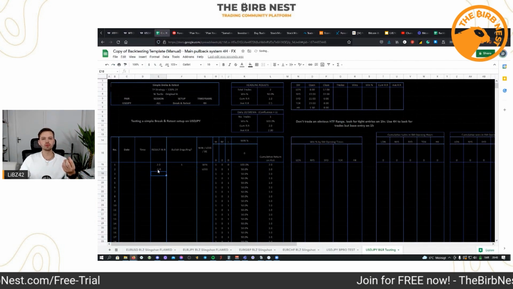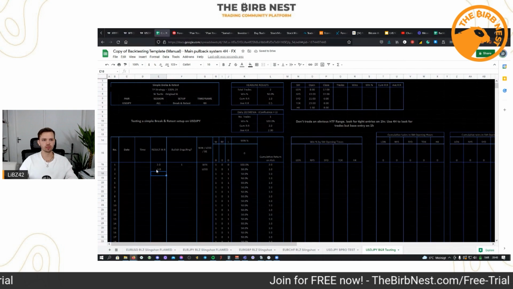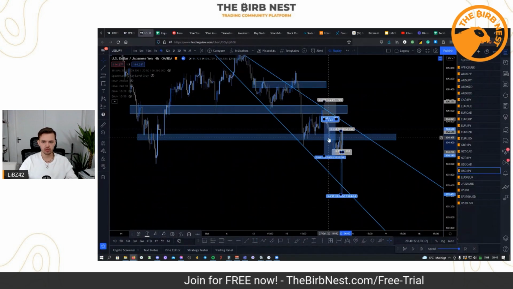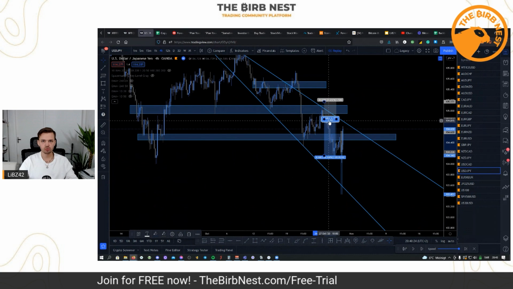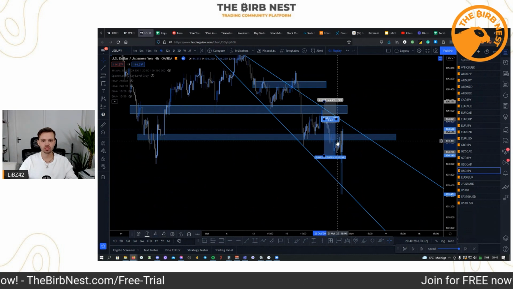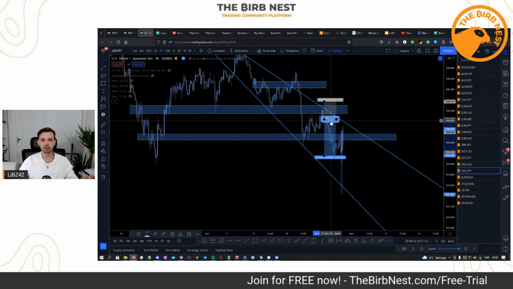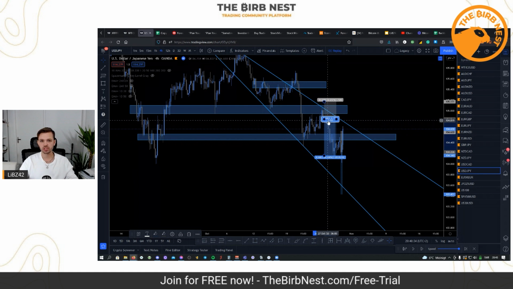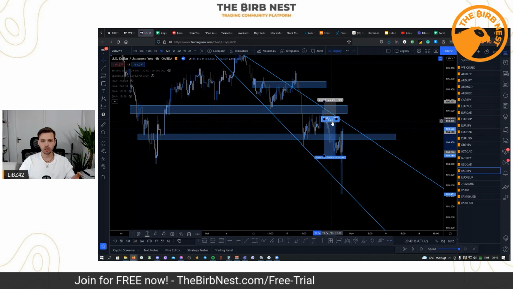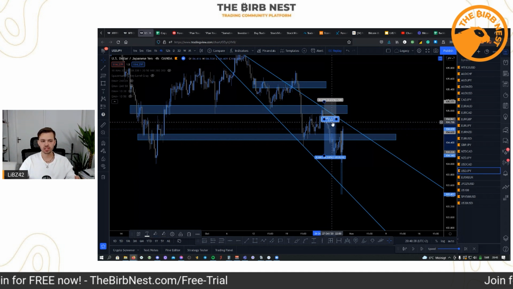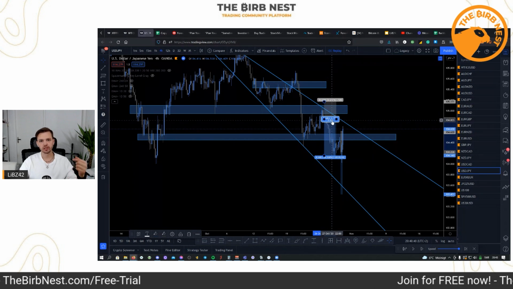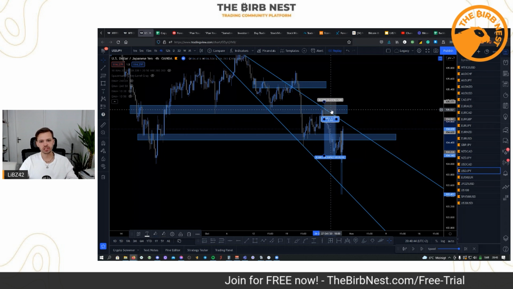So what do I mean with R? It might be confusing. Well, you see this number here, which says 2.06. That's the average risk to reward of this trade. If it's a winner, I will win 2.06 of whatever I'm risking. So it's a 2R. It's double the amount that I'm risking.